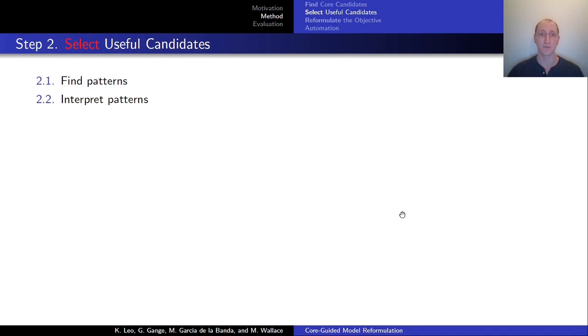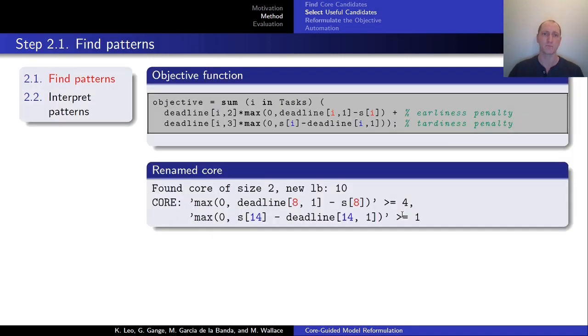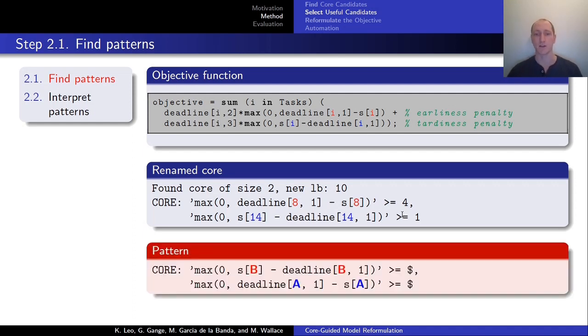Now that we have a bunch of cores, we want to select the good ones. So the way that we approach this is that we look for patterns in the cores. And we'll find things like this, where we'll find cores that are of this shape in several instances of the problem. In particular, we see that there are lots of cores that talk about the tardiness of one task and the earliness of a different task.